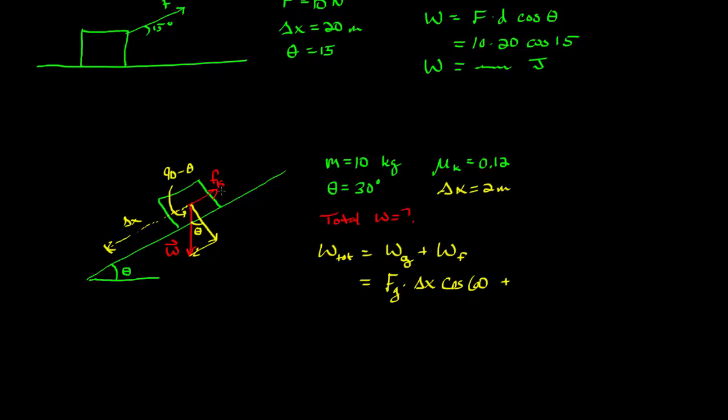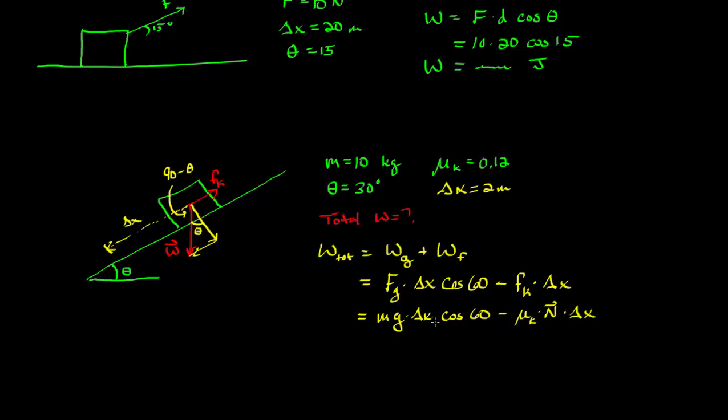Friction is opposing the motion, it's going against it, so we're actually going to change that to a negative, because it's negative work. It's the force of kinetic friction times the displacement. Okay, so that's my total work. Now we've got to figure out all this stuff. The force of gravity is mg times delta x cosine 60, minus kinetic friction, so that's the coefficient of kinetic friction times the normal force times the displacement.